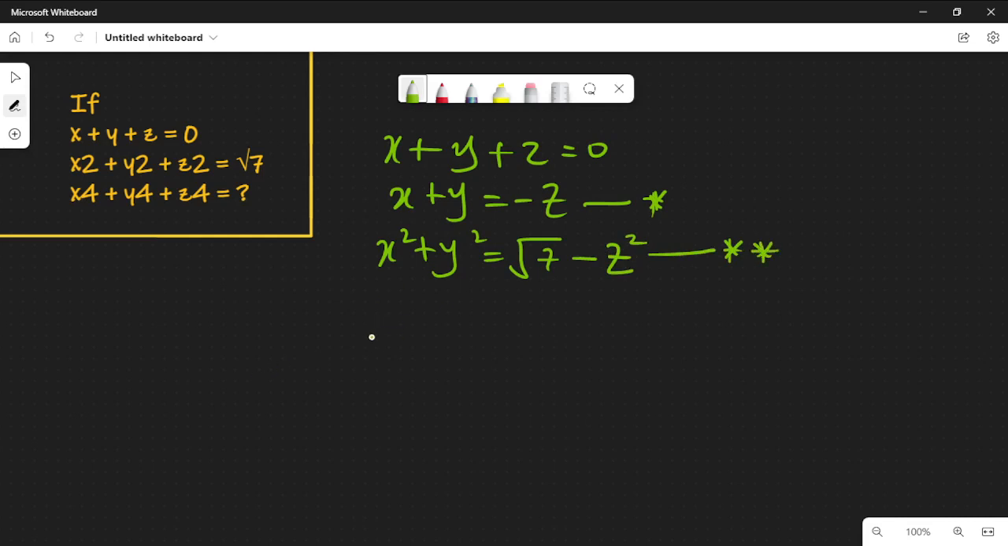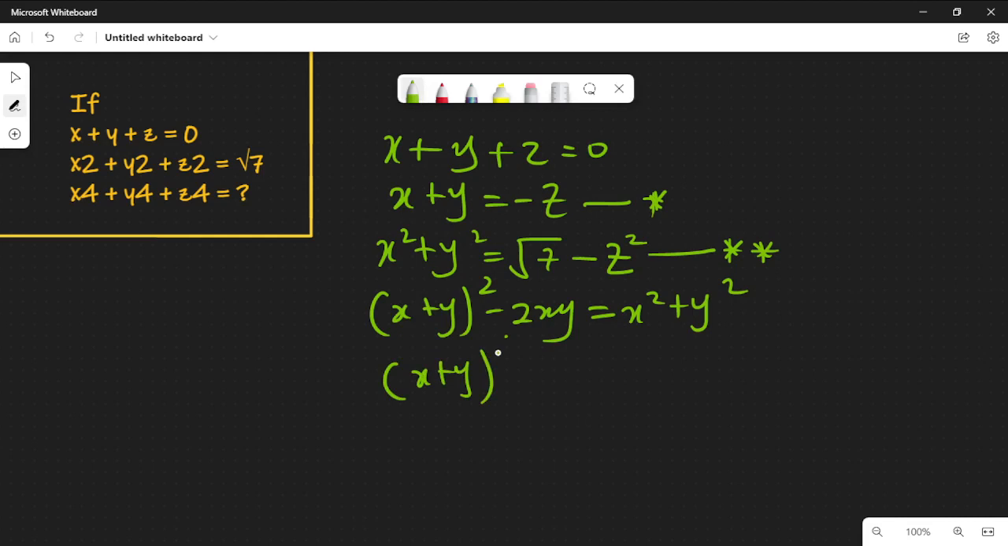Now from equation star, what else can I do? I'm going to express x squared plus y squared as an algebraic identity. So I'm going to write it as x plus y all squared minus 2xy, and this is equal to x squared plus y squared. Can you get that now? So x squared plus y squared is just the square root of 7 minus z squared. So this one will become, in brackets, x plus y all squared minus 2xy equal the square root of 7 minus z squared.